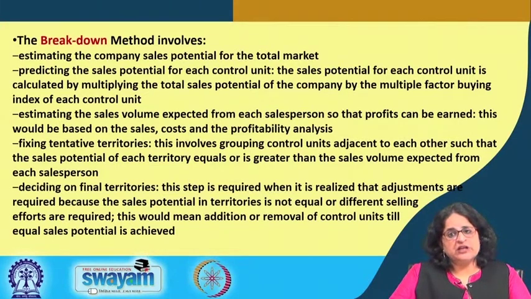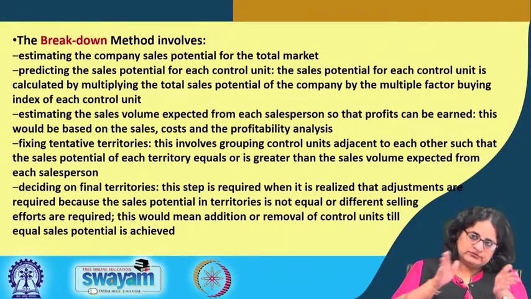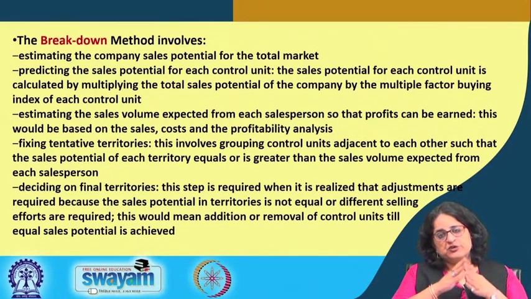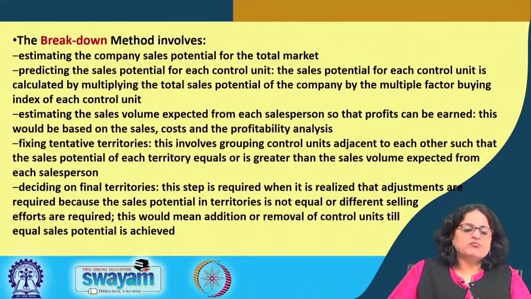it would also sometimes happen that there is huge competition, and so the selling method and the selling style that is required is different. So, you decide on the final territories keeping in mind the fact that there must be an equal sales potential, and this would mean addition or removal of control units or adjacent areas till the equal sales potential is realized. So, that ultimately the sales potential in the different territories is same or is equal.